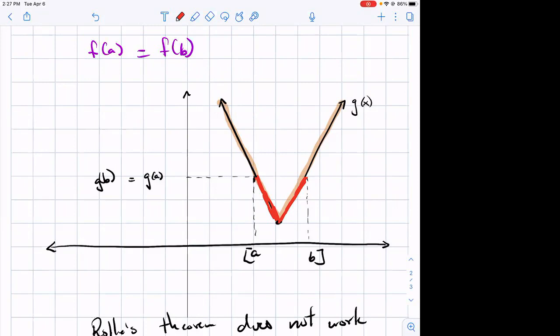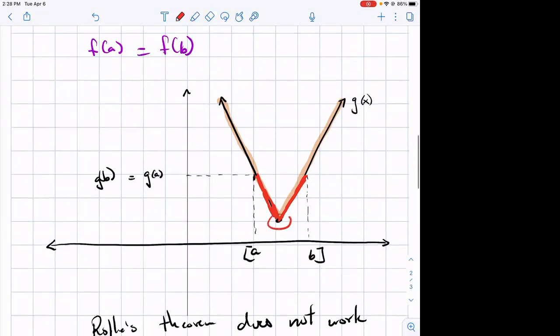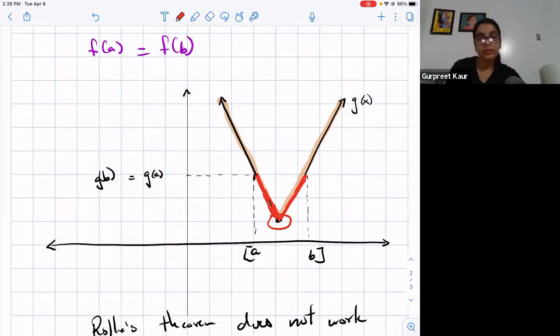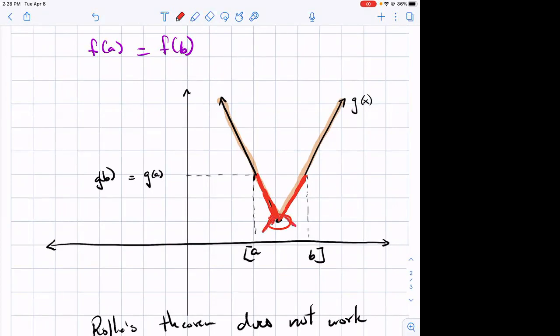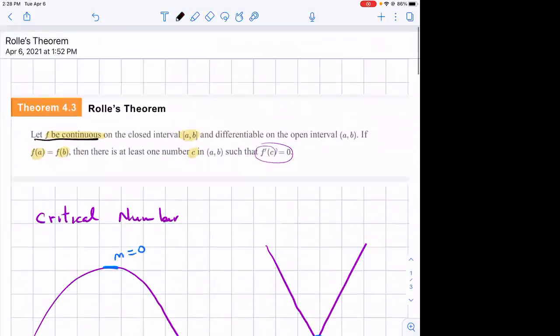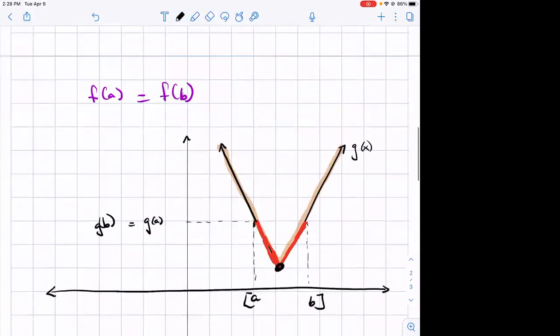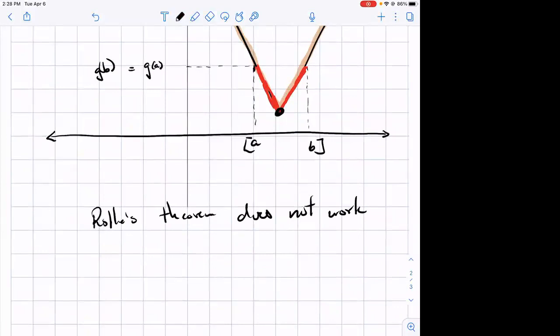No, it's not. Why not? Because at the critical point, the slope there is not 0. The slope here is obviously undefined. On one side, you're going to get one slope, and here it is different, right? So this function is not differentiable at that point, where that black dot is. That is why Rolle's theorem cannot be applied for this graph. The function must be differentiable at every single point.